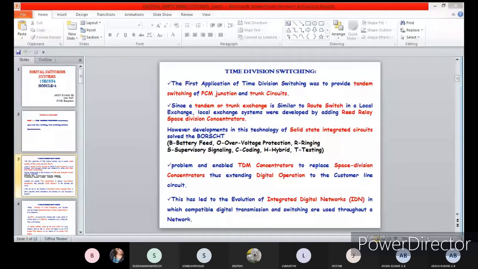Again, the tandem exchange is similar to routing within local exchanges. It is very similar to local exchange connections also. Tandem exchange means a higher level of telephone exchange, but the operation and routing are similar to the local exchange. The local system was developed by adding the space division concept. Examples of such systems included the initial versions of System X, the EXE10, and E10E.